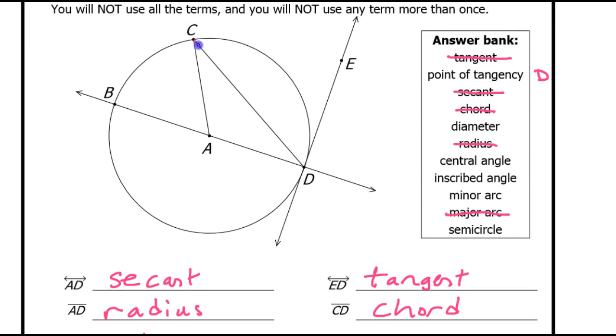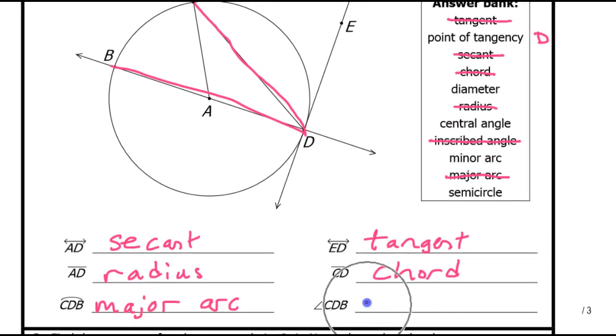What about angle CDB? Angle CDB is an inscribed angle. An inscribed angle is an angle whose vertex is on the circle. So this is an inscribed angle.